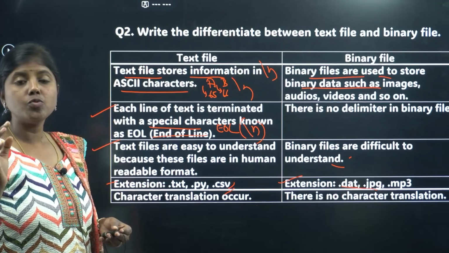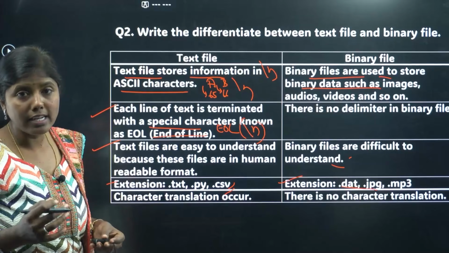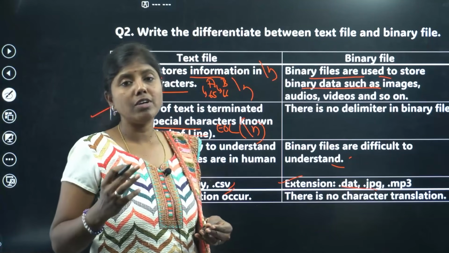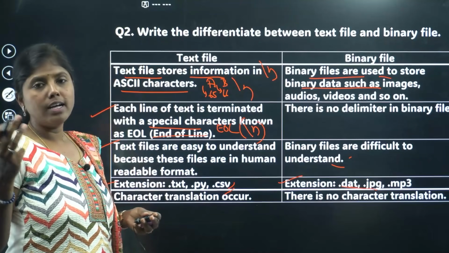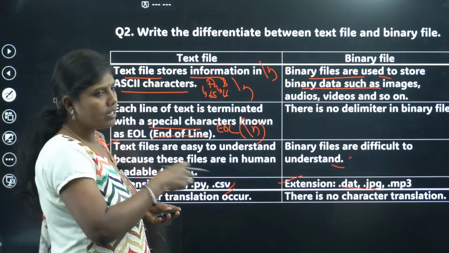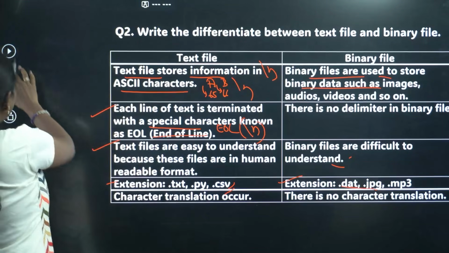Is the point clear? It's very important that you write 3 differences, at least 4 to 5 differences, so that if 1 point is missed, you will still be able to get the other points. So ensure that you write it in the form of a table. We'll go with the next question.